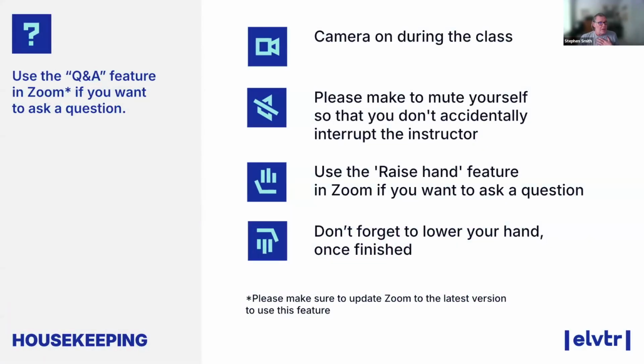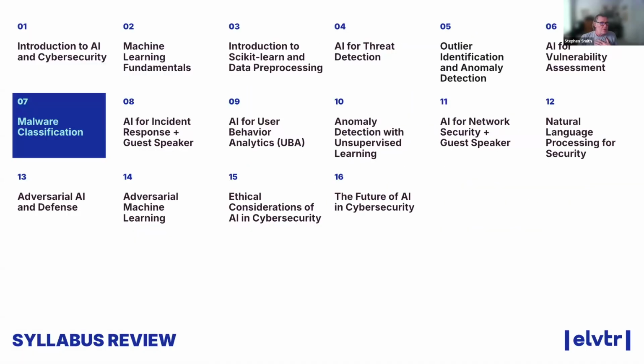We're just going to skip through the housekeeping stuff. Syllabus review, here we are. We're going to apply ML techniques to real threats. This links in with classes 2 to 4, ML fundamentals, scikit-learn, preprocessing. And this will also feed into incident response next class and adversarial AI in 13 and 14. So this will synthesize everything.